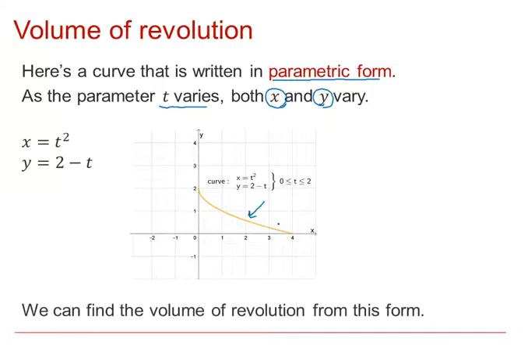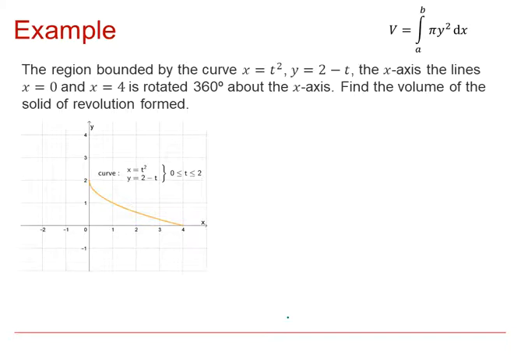It is often easier to stick with these parametric equations rather than rely on eliminating t to go to a Cartesian form. Usually the algebra is easier if we work with parametric equations. So we're now going to find the volume of revolution using the parametric form. We know it's the curve x equals t squared, y equals 2 minus t. It's been spun about the x-axis, and we're going from x equals 0 to x equals 4, and the volume of revolution formula we can see at the top of the screen.